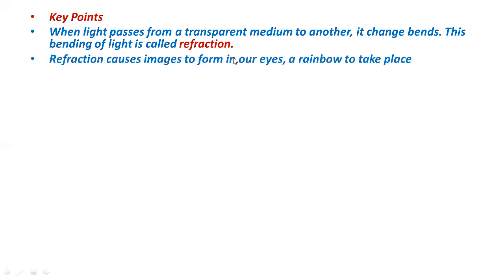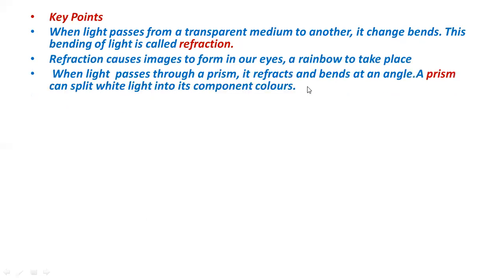Refraction causes images to form in our eyes. A rainbow also takes place due to this phenomenon of refraction. And when light passes through a prism, it refracts and bends at an angle. A prism can split white light into its component colors, or into its 7 colors.